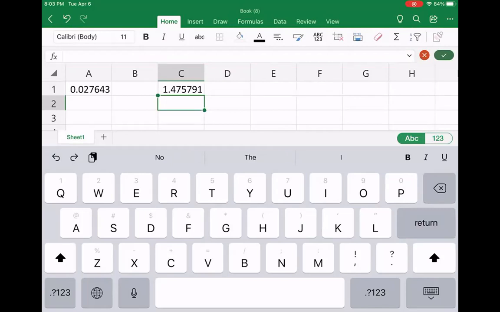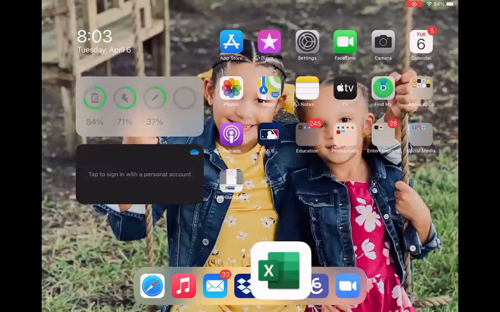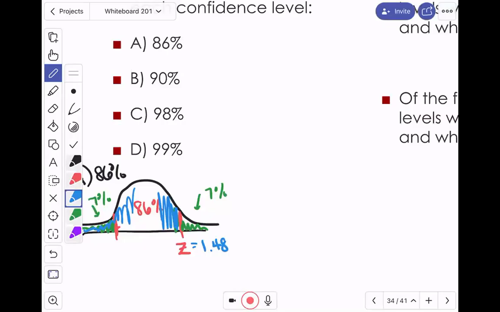So it's easier to do inverse normal problems using Excel because Excel is already calculating everything to the left. And that's what you're essentially doing here. You're calculating values to the left. So if we look at the next one, if I want to be 90% confident, again, here's what I do. I draw a normal curve.